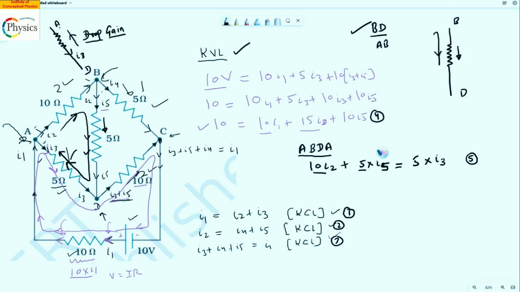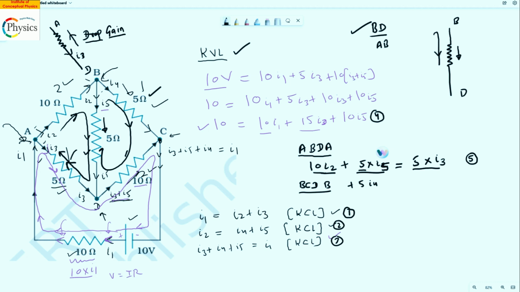Let me just select one more loop, which is this one, B C D B. Let's move in BC. In BC, you can see the direction of loop and the current is same. So plus 5I4. I'm using drops on the left hand side. So these are the drops. This is a gain. So drops and gains have to be equal, which is what I'm doing. And 5I4 is what I've covered now.